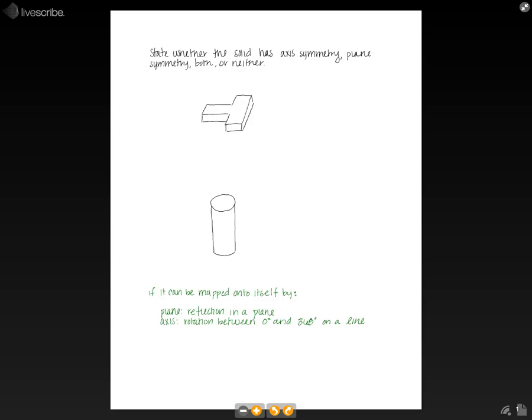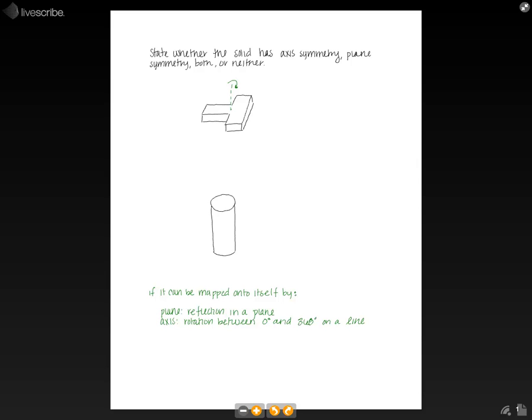Alright, so let's look at this first figure. So let's look for axis symmetry first. What we want to look for is if we draw an axis somewhere on this figure, like say right there, through the center of it, can we rotate it around and get the same figure? So no, that's not going to work. So this doesn't have any axis symmetry, right?